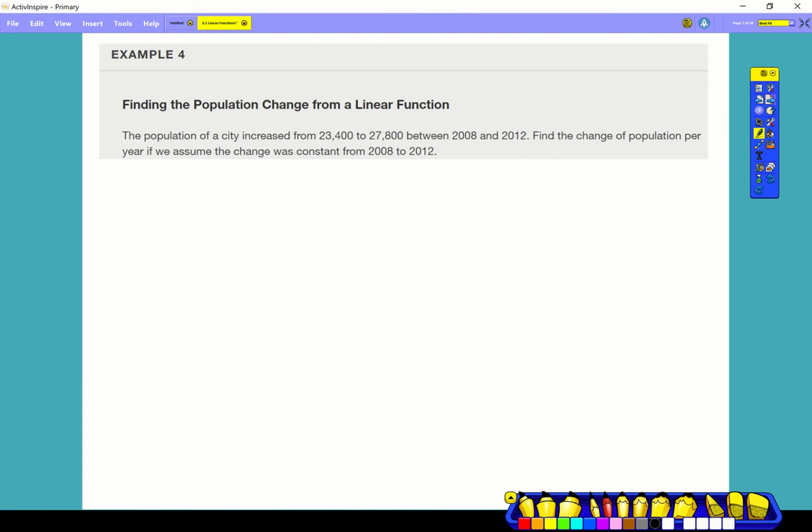So, finding the population change from the linear function. Suppose we had a function that gave us the population given the year, then our input would be a year and our output would be the population. So we can think of these as x and y values.